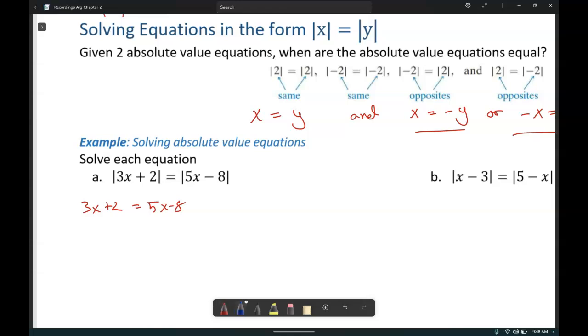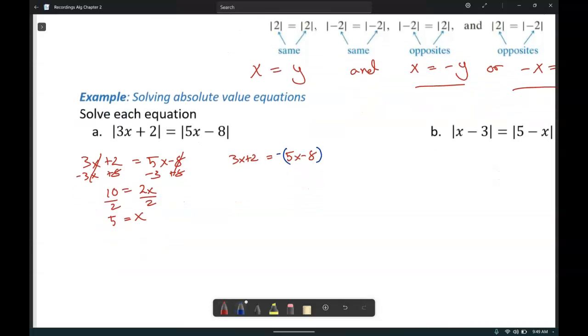We'll take the 3x plus 2 equal to 5x minus 8, but we're going to take the opposite of one side of the equation. We could either do the opposite of 3x plus 2, or we could do the negative of 5x minus 8. It doesn't matter. Just pick one side and change it to its opposite. So let's start with our first equation. Let's group our variables and move our constants. So we get x equals 5 for the first side.